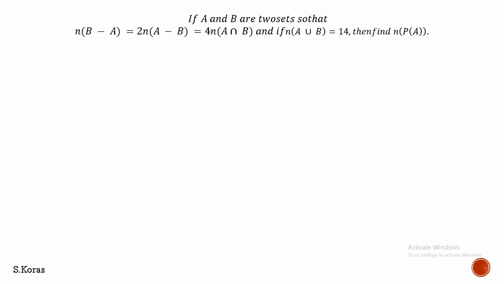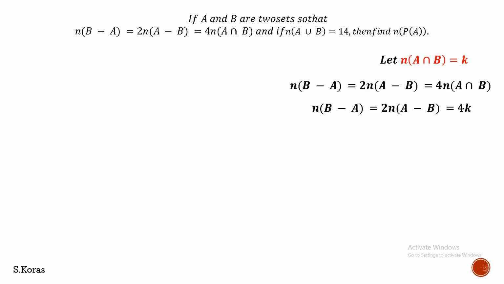Let us use the clue first. The clue says n of B difference A is equal to 2 into n of A difference B is equal to 4 into n of A intersection B. Right. Let us try to find what is n of B difference A and n of A difference B. For that, let us consider n of A intersection B as K. If n of A intersection B is K, then n of B difference A is equal to 2 into n of A difference B is equal to 4K.